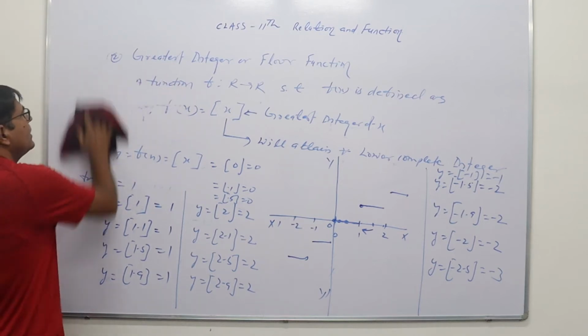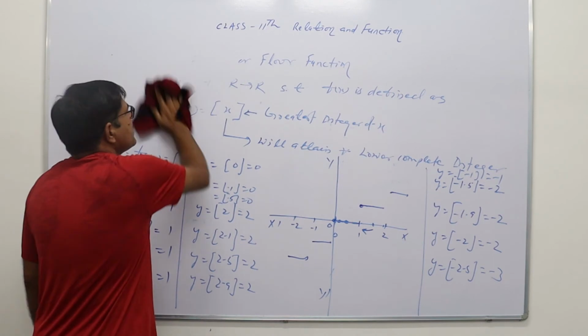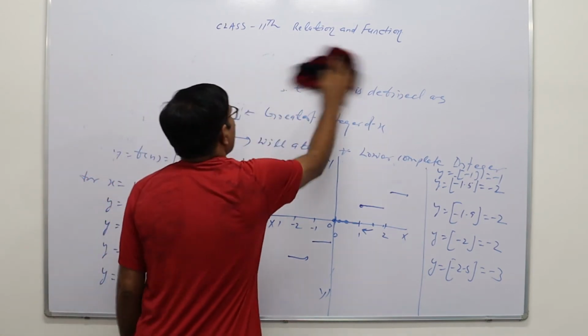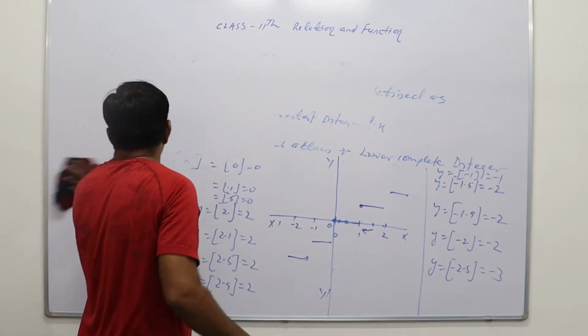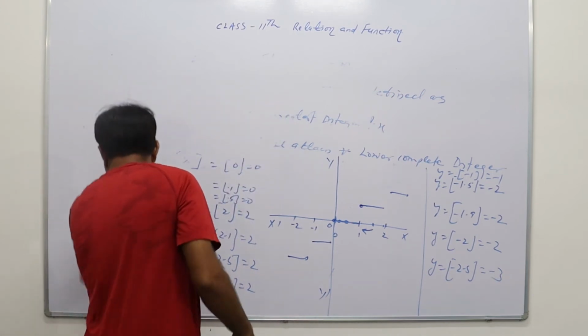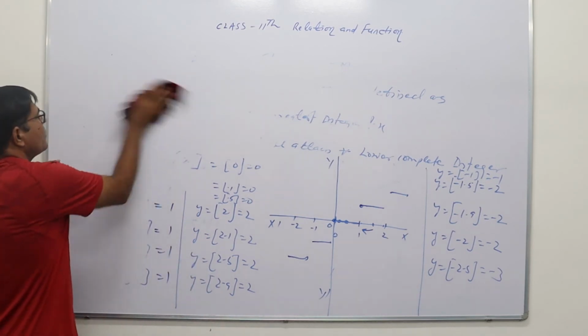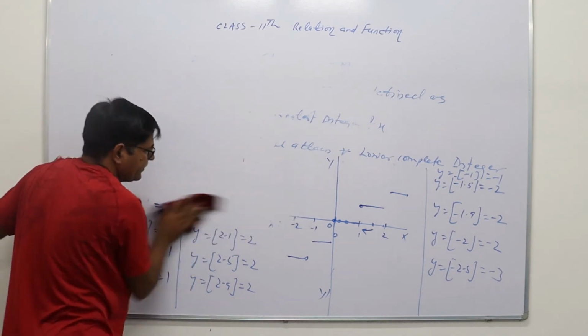Now next, the smallest integer function or ceiling function, just the opposite of the greatest integer. That is also a very important function.